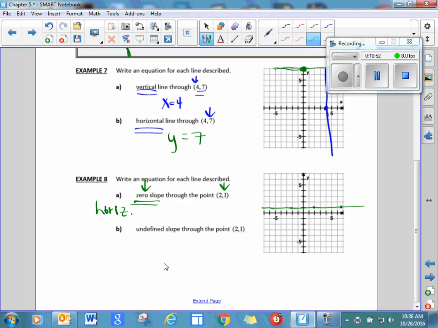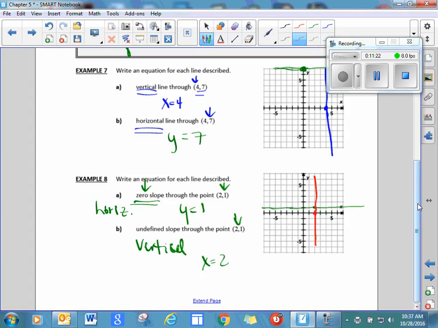The last one is an undefined slope so we know it's going to be vertical, perfectly vertical, through the point 2, 1. And so this was a y equals 1 equation, and this is going to be an x equals 2 equation. So we are going to go where x is 2, which is right here, and we're going to draw a perfectly vertical line through x equals 2.